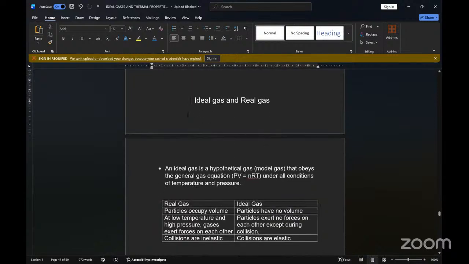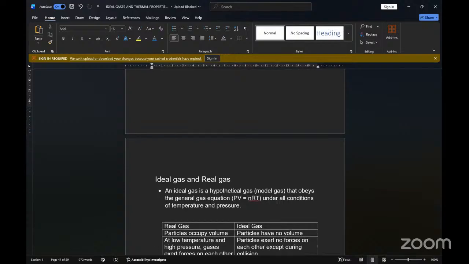Now, let's try to finish up quickly. We talk about ideal gases and real gases. Real gases are the gases that we are used to. An ideal gas is a perfect gas. It's a model gas. It's a hypothetical gas. It means that it doesn't exist in nature. It's just a standard that you compare other gases with.